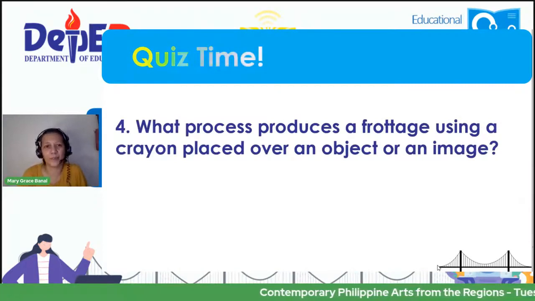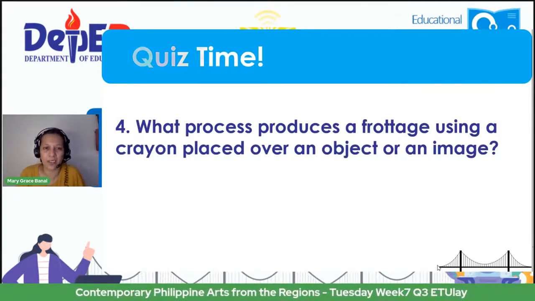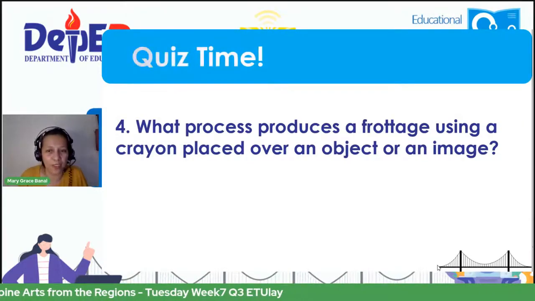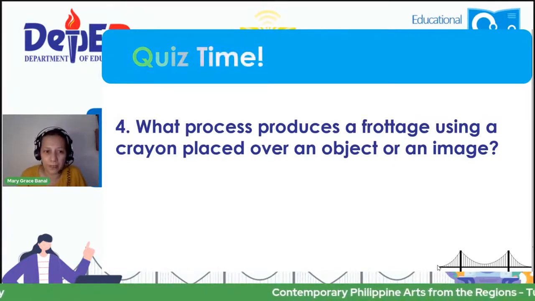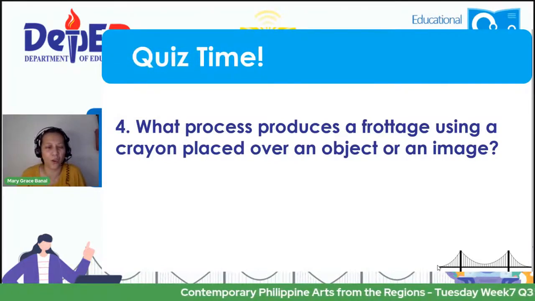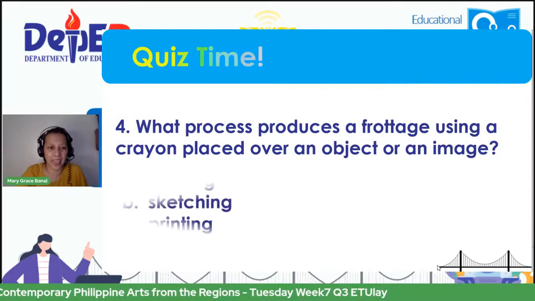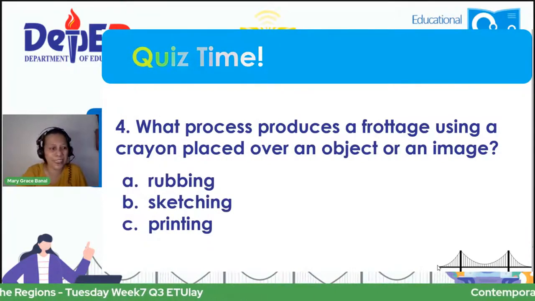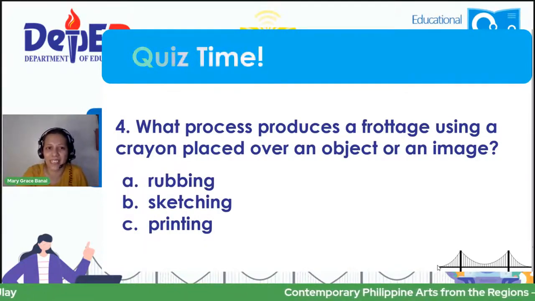What process produces a frottage using a crayon on a paper placed over an object or an image? Again, what process produces a frottage using a crayon on a paper placed over an object or an image? We're looking for the process. Letter A, rubbing. B, sketching. C, printing. 5 seconds. Type in your answer right now.